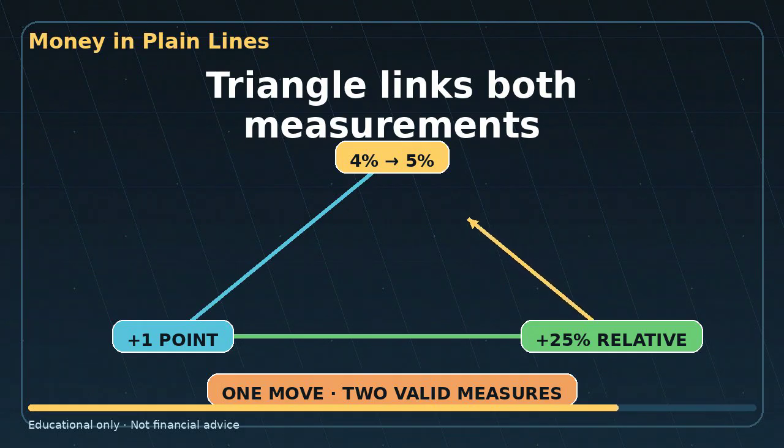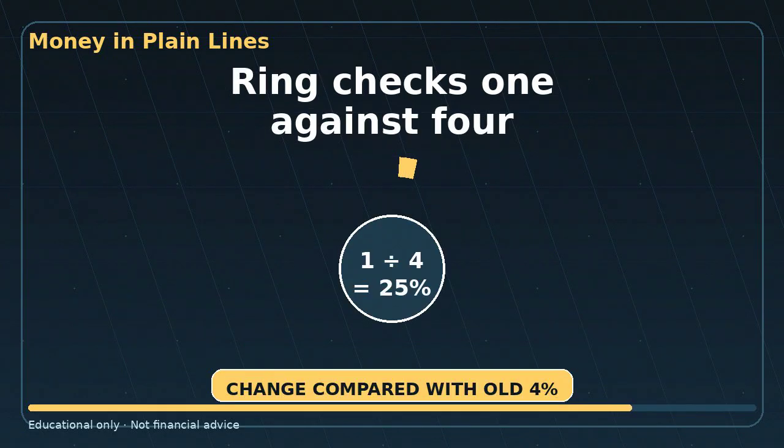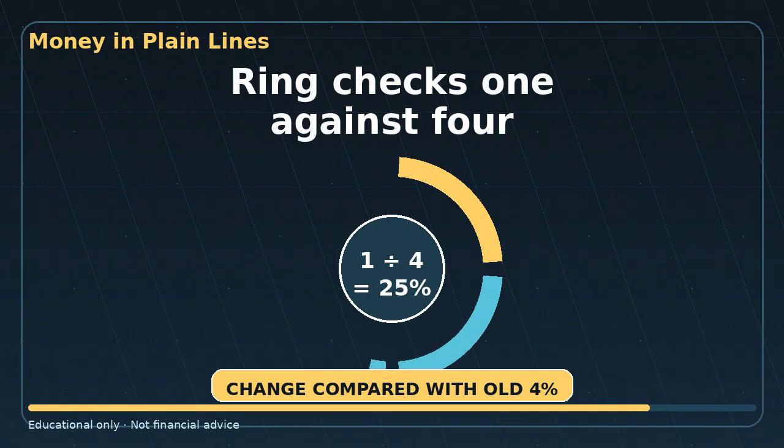A reverse check reaches the same structure. 25% of the old 4% rate equals 1 percentage point. Adding that 1 point to the old 4% returns the new 5% rate. The check does not turn 25% into 25 points, it keeps the relative multiplier attached to the old rate.